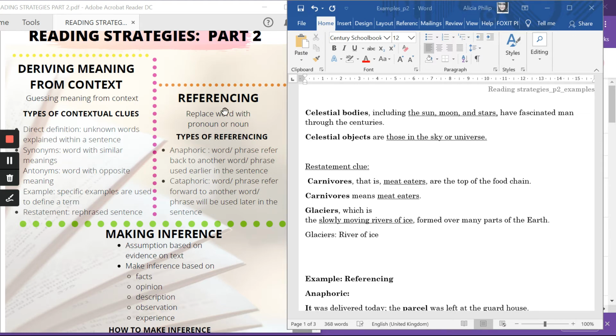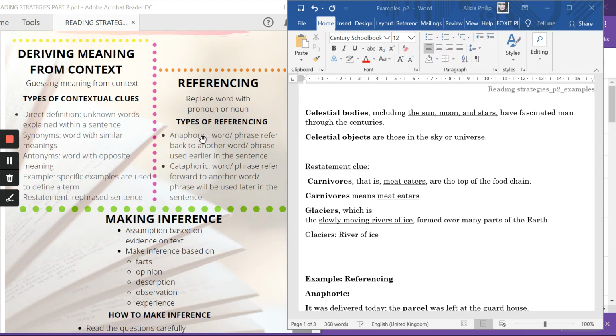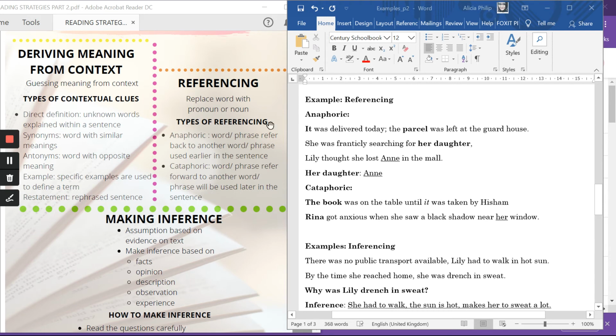Okay, now let's look at the second strategy, which is referencing. Referencing is basically replacement of a noun or pronoun. So there are two types of referencing, which is anaphoric and also cataphoric. So let's look at anaphoric first. So anaphoric, the definition here is a word or phrase that refers back to another word or phrase. So if the question asks you what "it" refers to, it can be the passage.